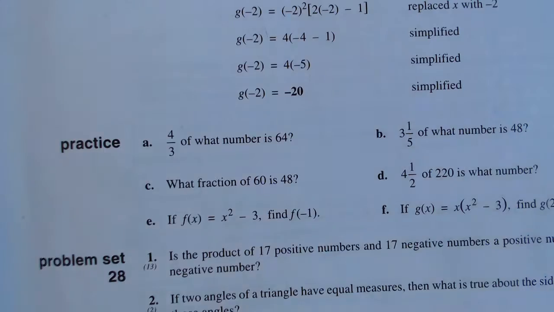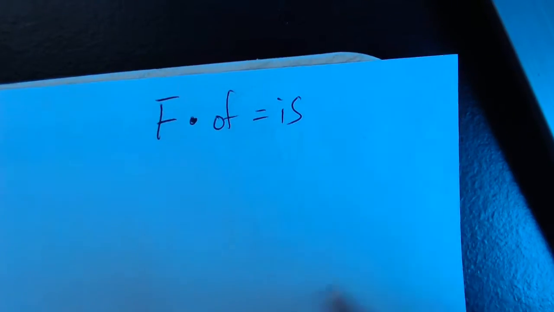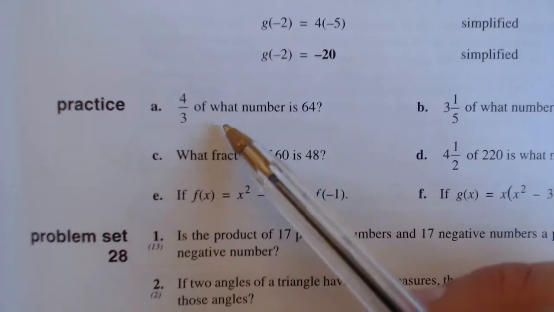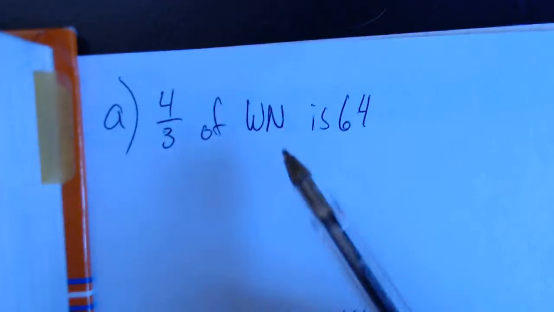Now before we solve this type of problem, we need to memorize this equation. This equation is fraction times of equals is. And you'll understand what that means once we get to the problems. So, starting with A, they tell us 4/3 of what number is 64. I've copied this down, but I've abbreviated the words what number with capital W, capital N.